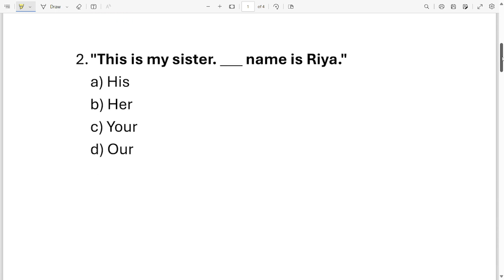Okay. Next question. This is my sister. Dash name is Riya. Which word should I put in this blank? Options to fill this blank are his, her, your, our. These are the 4 options. Now, which one is correct out of these 4 options? Is option A correct? Is B correct? Is C correct? Or D is correct? Which one is correct? Those who are saying option B are absolutely right. Well done. This is my sister. Her name is Riya.